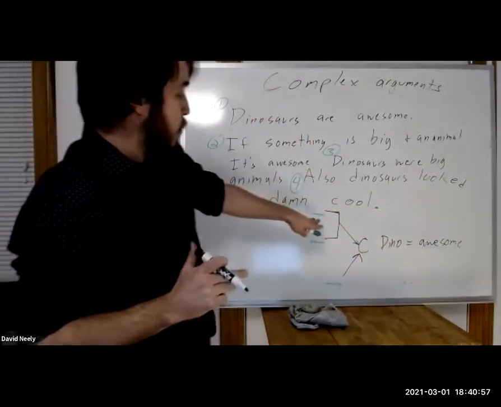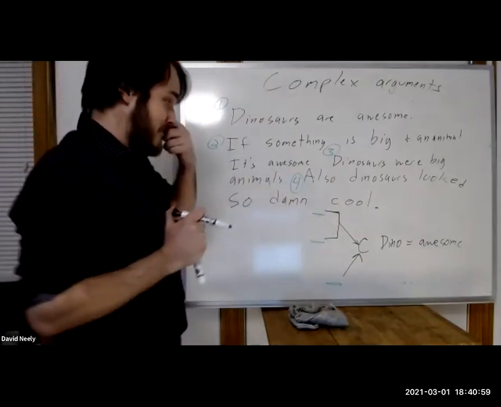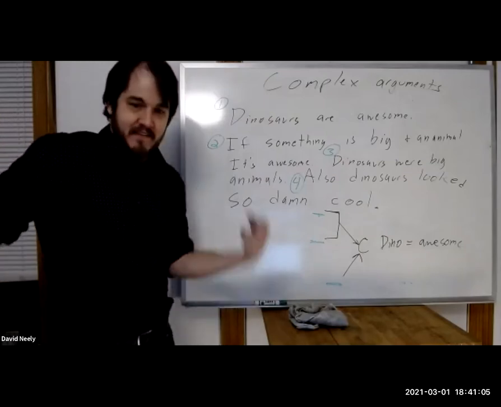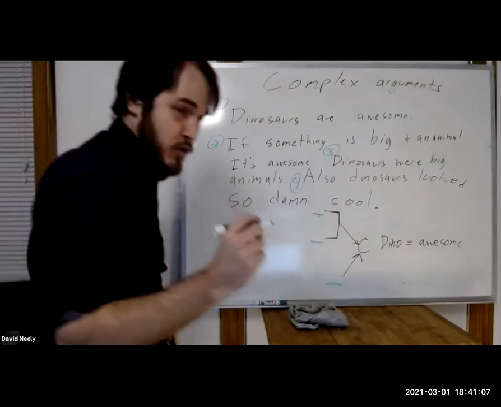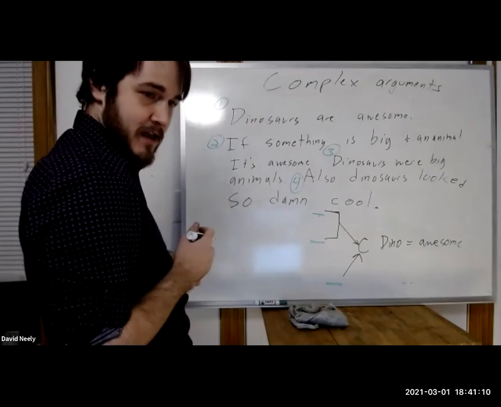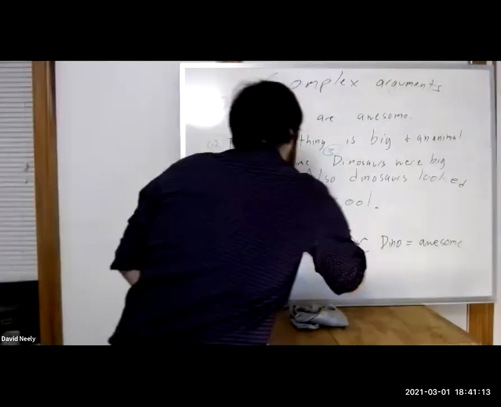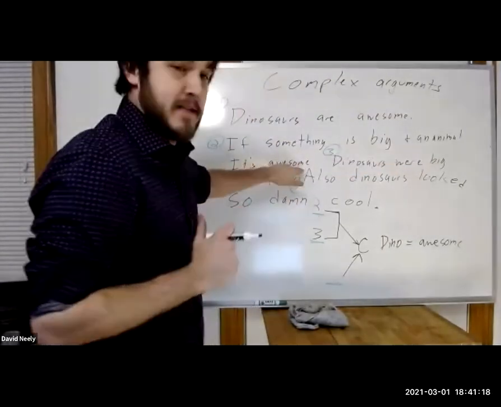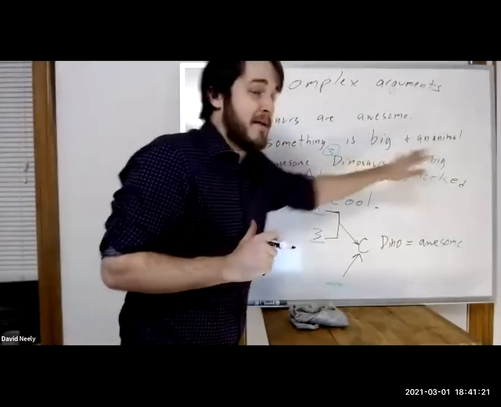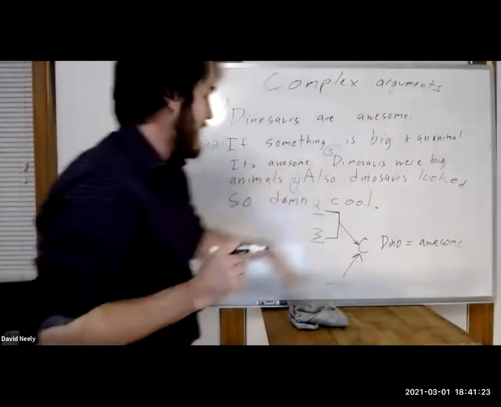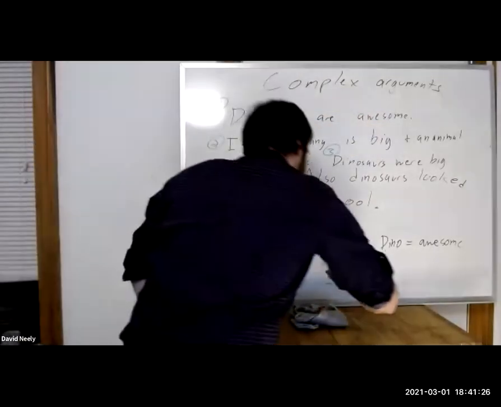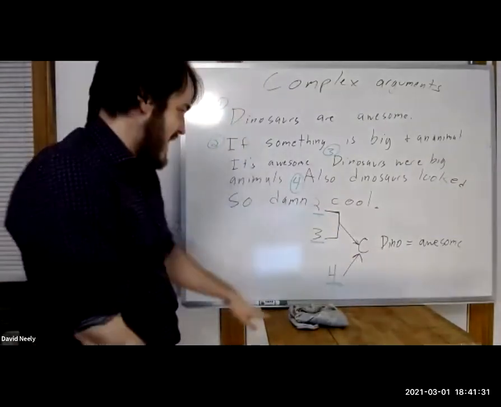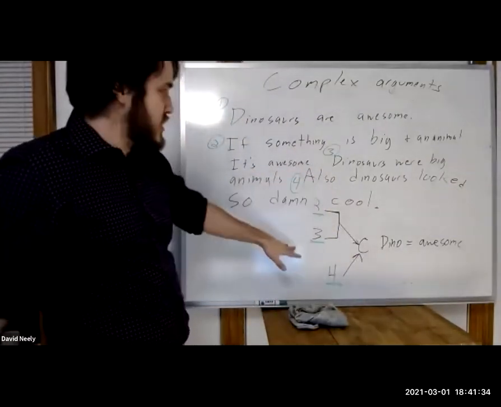So based on that, which 2 premises are linked together to prove the conclusion, and then what is an independent reason to think that something is true? So 2 and 3 are linked, Valerie? Yes. So 2, 3, those are linked together because if something is big and an animal, it's awesome, combined with dinosaurs were big animals, leads to the conclusion dinosaurs are awesome. And then what does that leave? 4? Well, 4 is a separate reason to think that dinosaurs were awesome. Namely, they looked cool. That would be the structure of this argument.